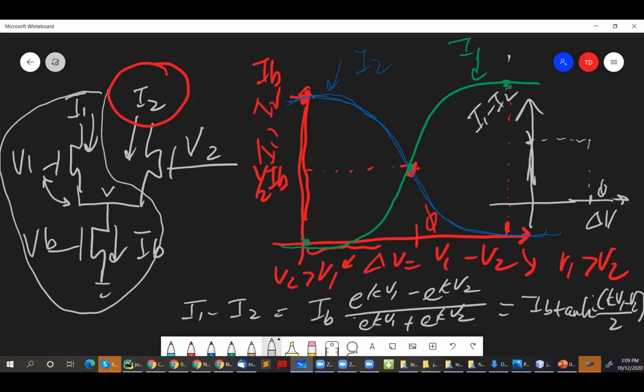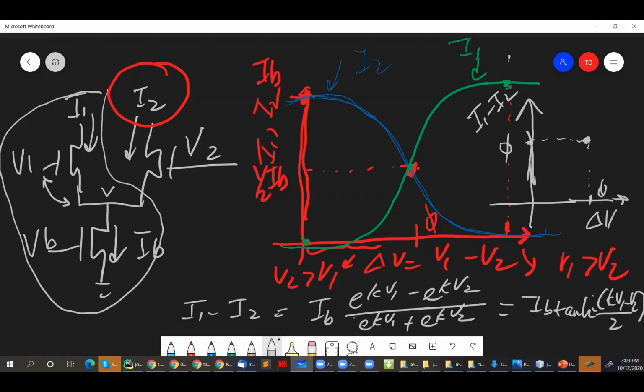Could be many things. So the easiest thing is if you take these two curves here and then you subtract them. At the point here where delta V is 0, it's half IB for both currents. So if I subtract half IB and half IB, I get 0. So this is 0. So I got one point here.